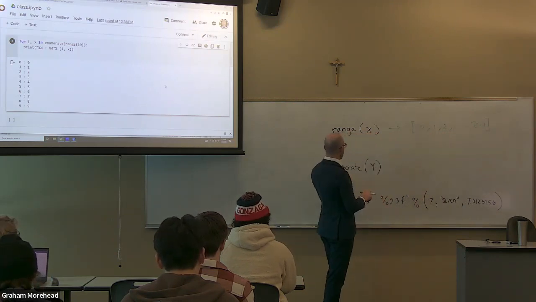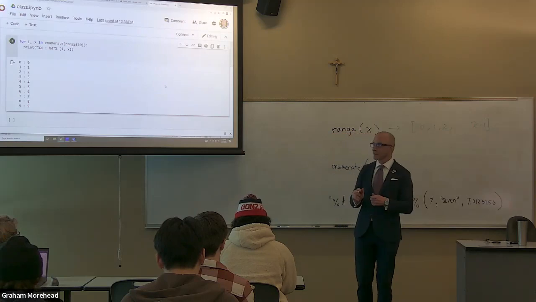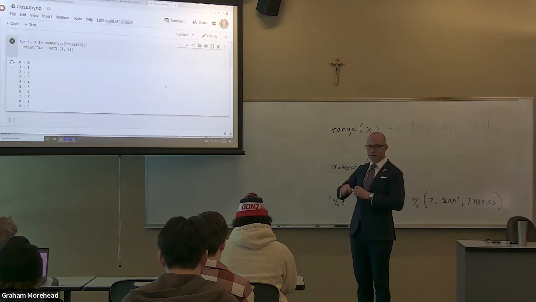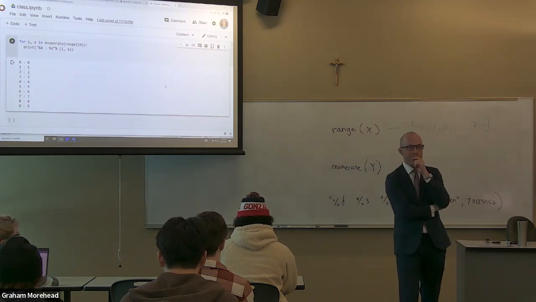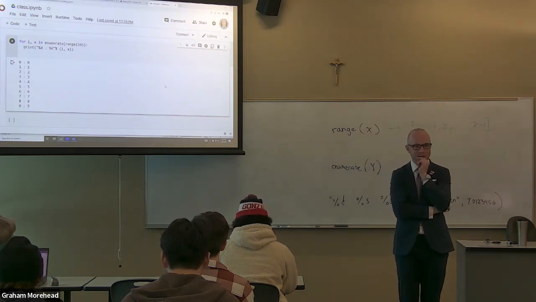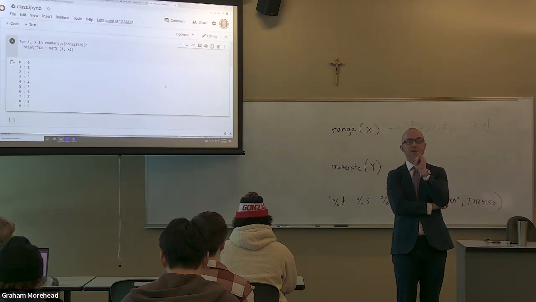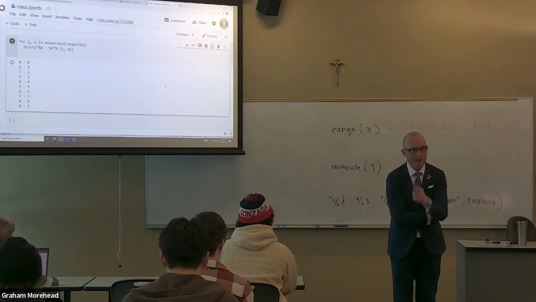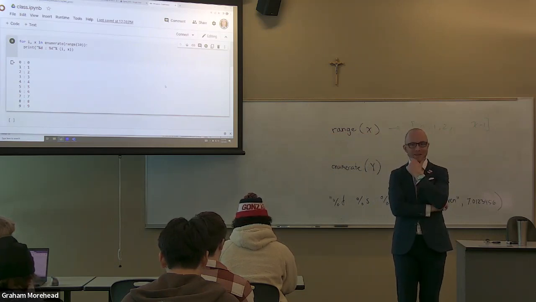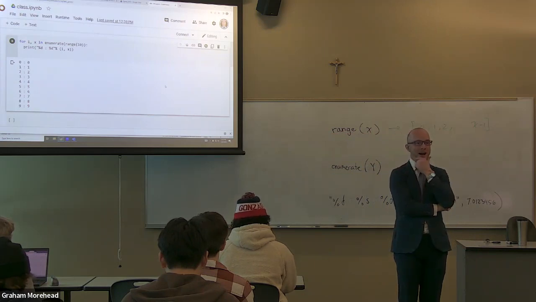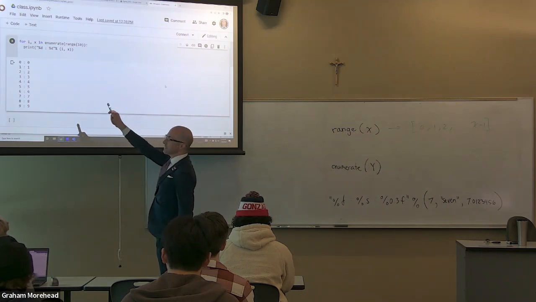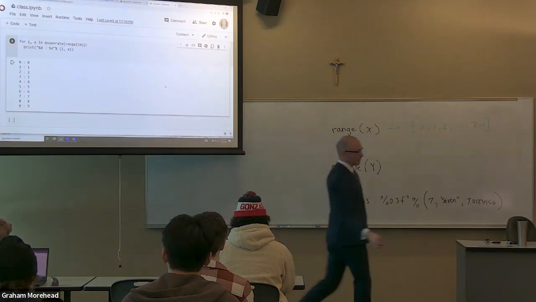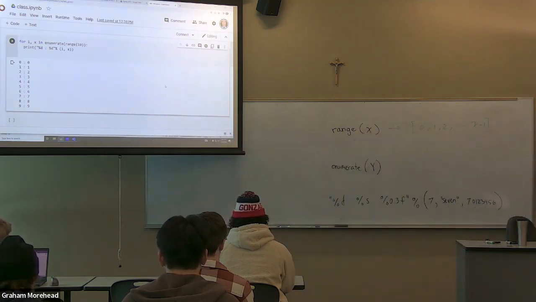Okay, now enumerate. What do you think enumerate does for us? Well, enumerate actually puts a number in front of each one. It gives us the I. So for I comma X in enumerate. Now we're going to make a simpler version of this.